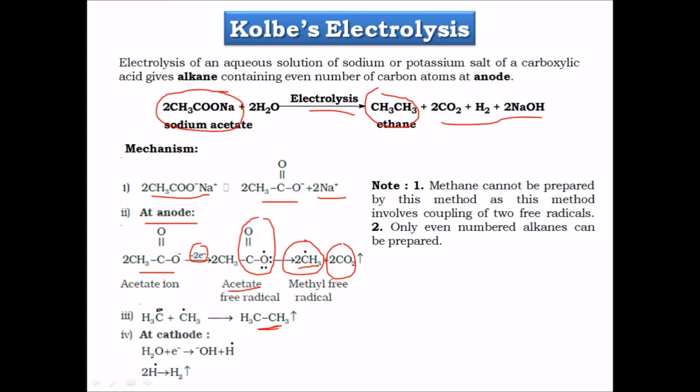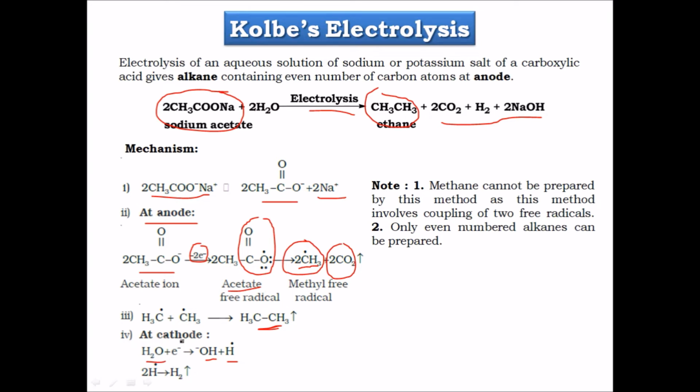The second species, which migrates towards the cathode, is water. Here water gains electrons, or even Na+ can gain electrons, but among these two, H2O can gain electrons more easily compared to Na+. That's the reason why H2O gains 1 electron. Reduction takes place to form hydroxide ion and hydrogen free radical.